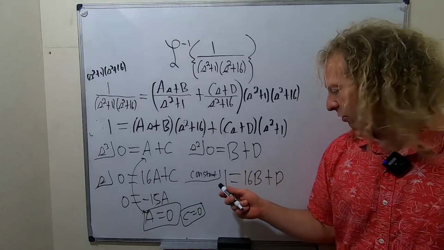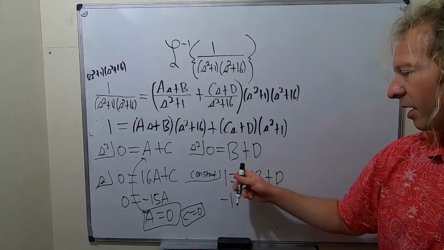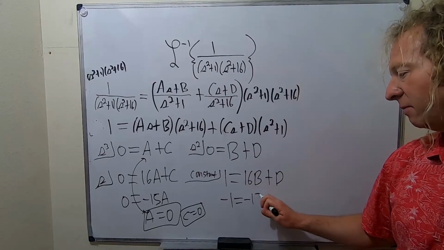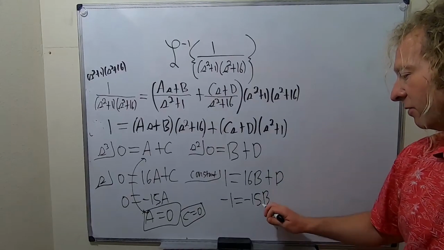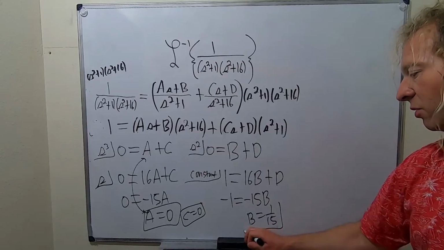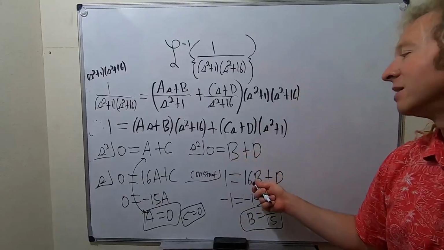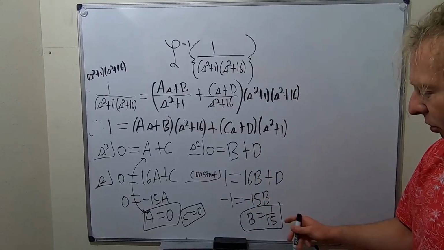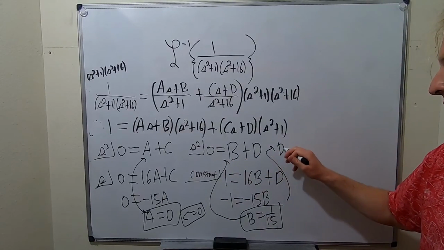To solve this system of equations, we can do the same thing. We can subtract. Let's see, 0 minus 1 is negative 1 equals b minus 16b, which is minus 15b. And then d minus d is 0, so we just get 0. Divide by negative 15, so we get b equals 1 over 15. Plug this in here, and that would give you d equals negative 1 over 15.